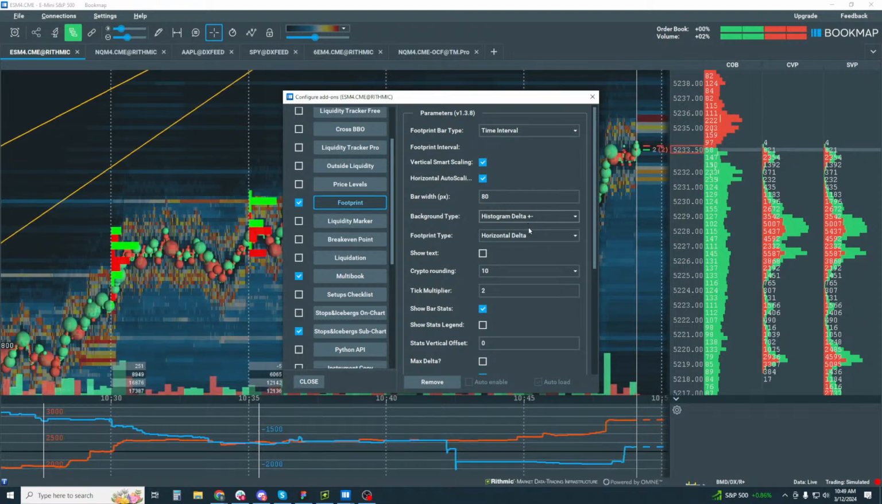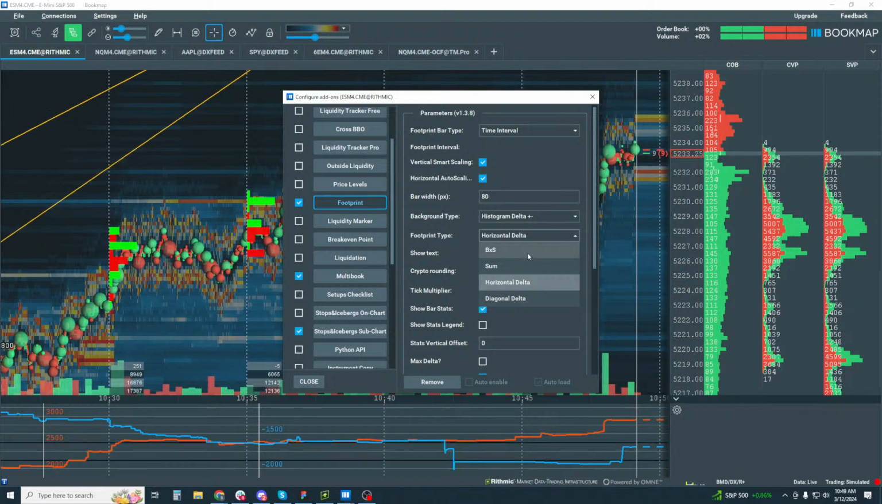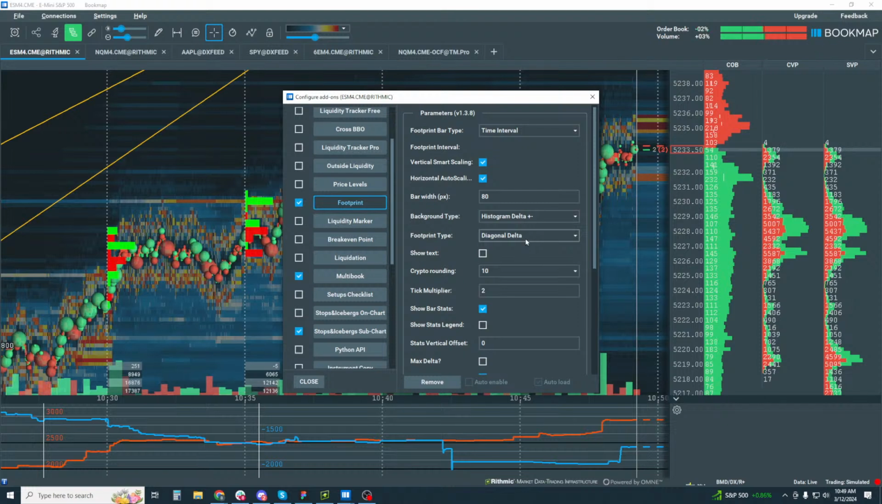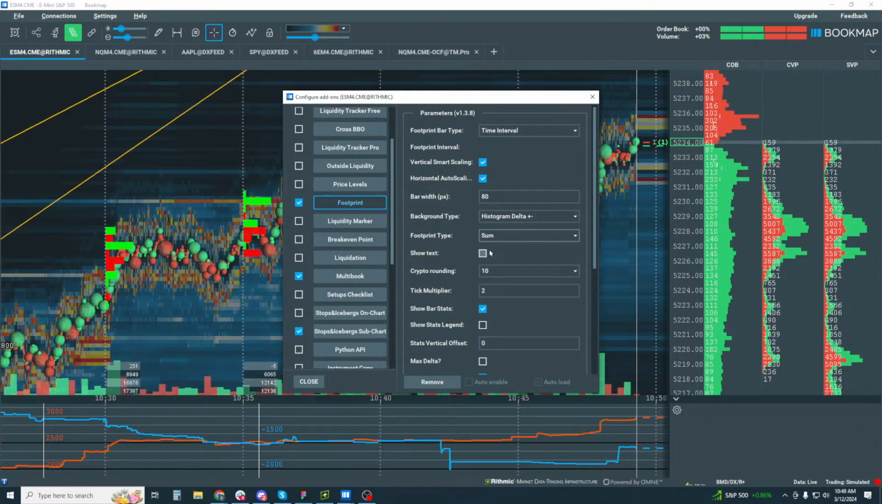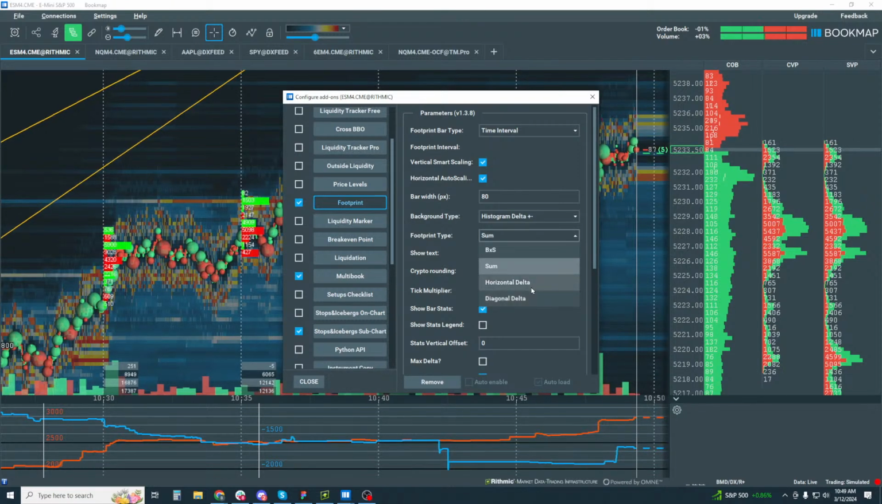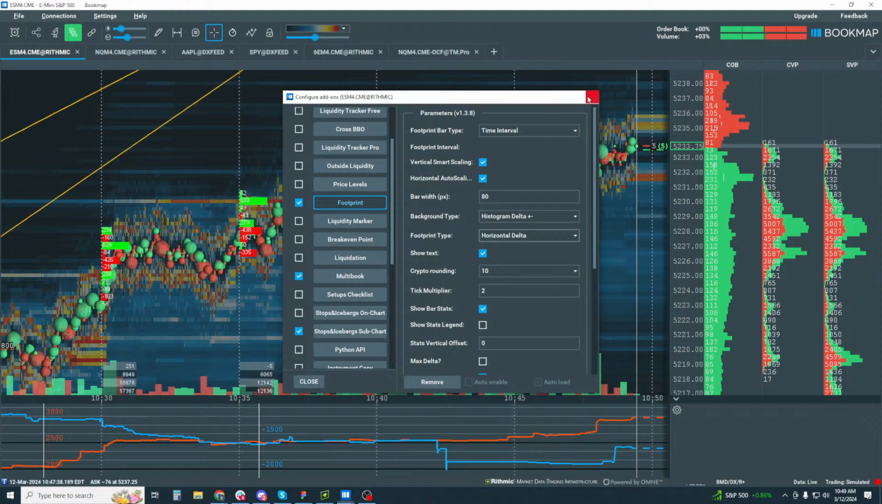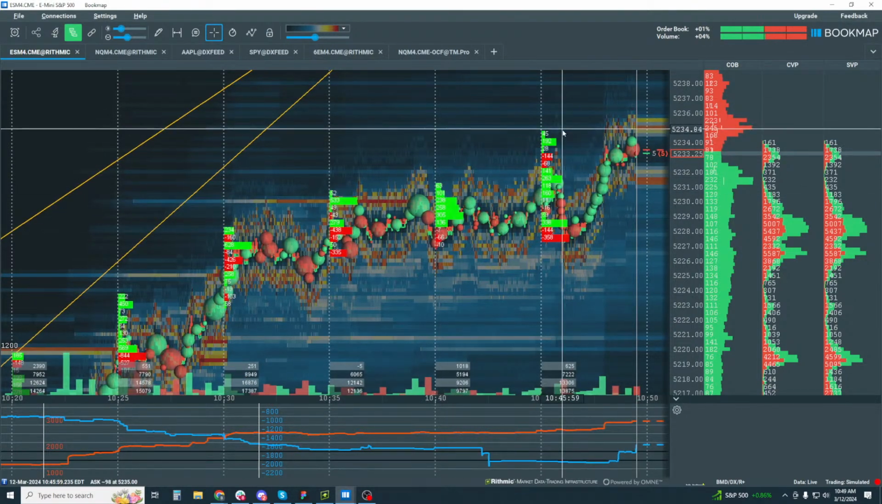And then we're going to look at the type here. Look at the diagonal delta. Or now let's go with sum, actually. Show the text. It's fine. Oh, horizontal delta. Let's go with that. Okay, there we go. So now here you go. Here are your profiles.